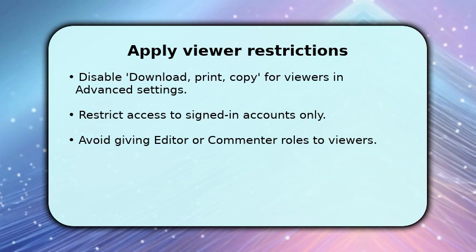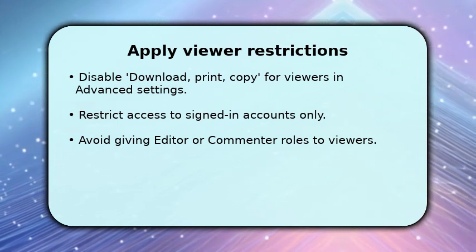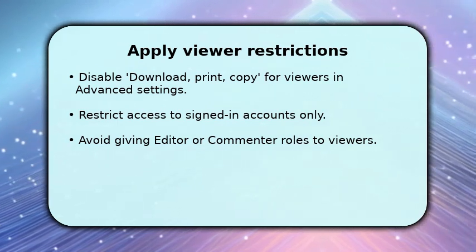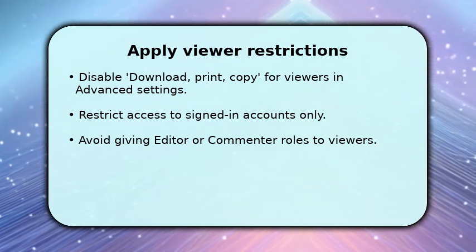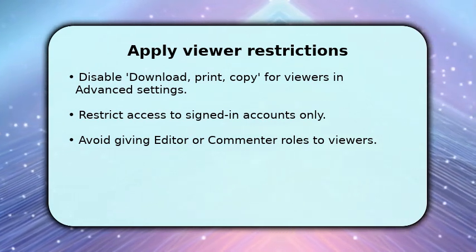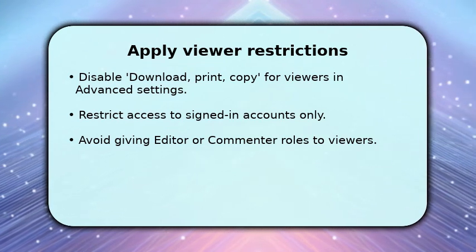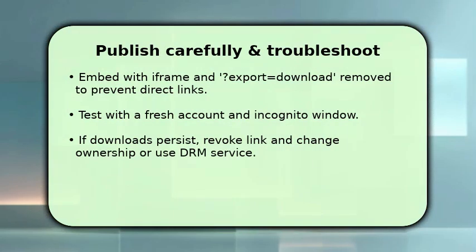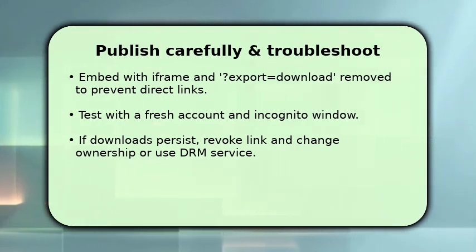Once these settings are locked, the embedded player will tend to block simple save options. Finish by controlling how the video is delivered. Embed the file without direct export query strings and share only the restricted link. Test access using an incognito window or a separate Google account to confirm download is blocked.